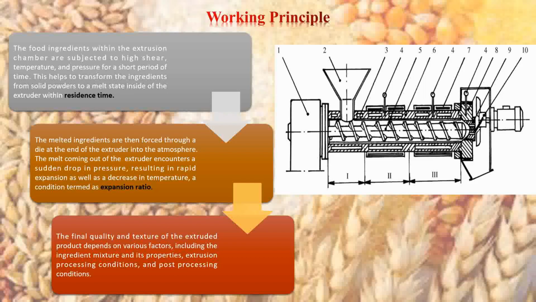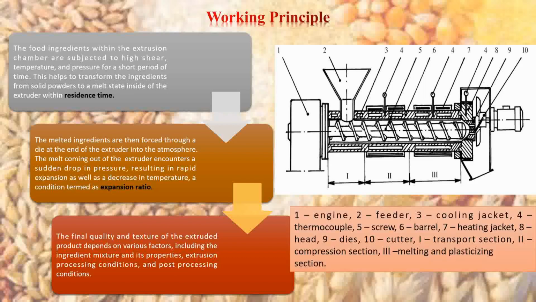Now this is what a rough diagram of an extruder looks like. The first portion here is the engine, which consists of the armature and the motor. The second one is the feed hopper, through which the premixed ingredients are fed into the extrusion chamber. The third one is the cooling jacket, through which water is inserted in the extrusion chamber in order to reduce the excess heat or temperature buildup.